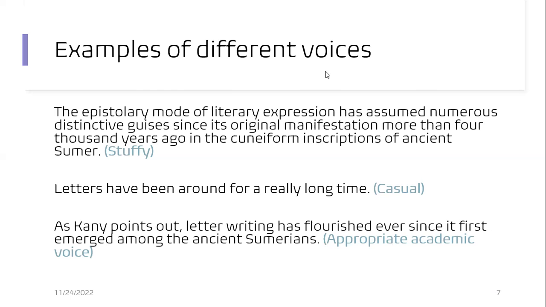Yes. So ensure that you use the appropriate academic voice and writing style so that you state your points clearly, you state them confidently, and you use your words with care.